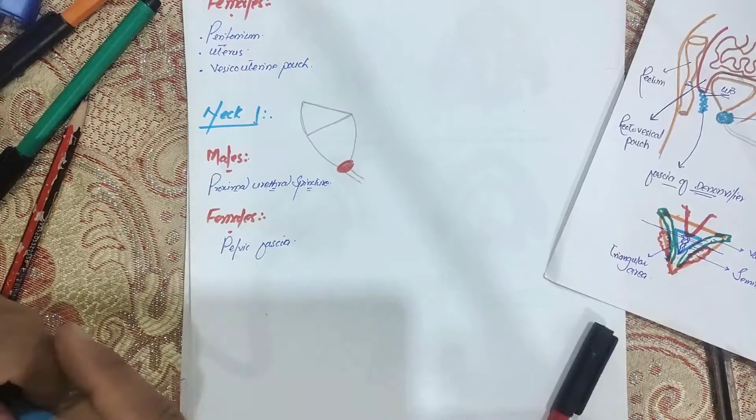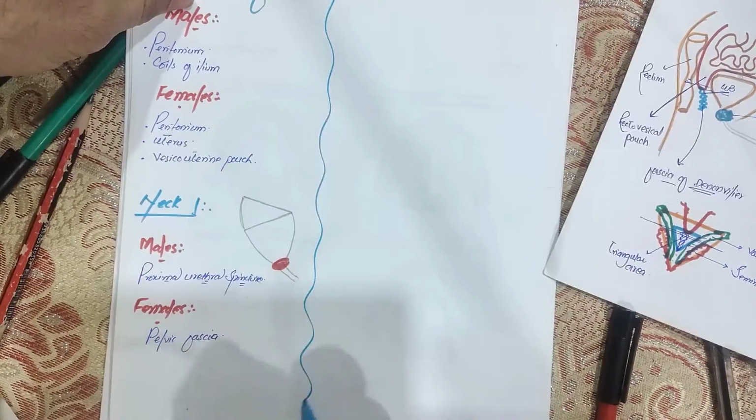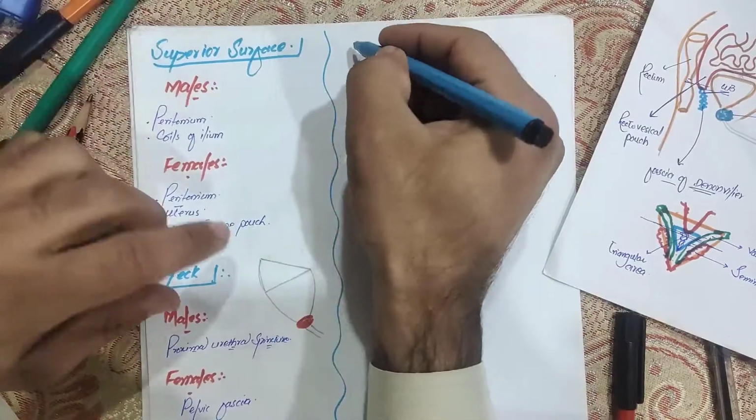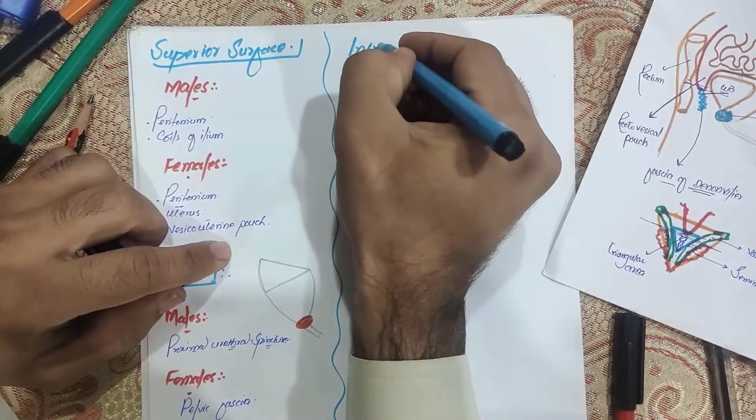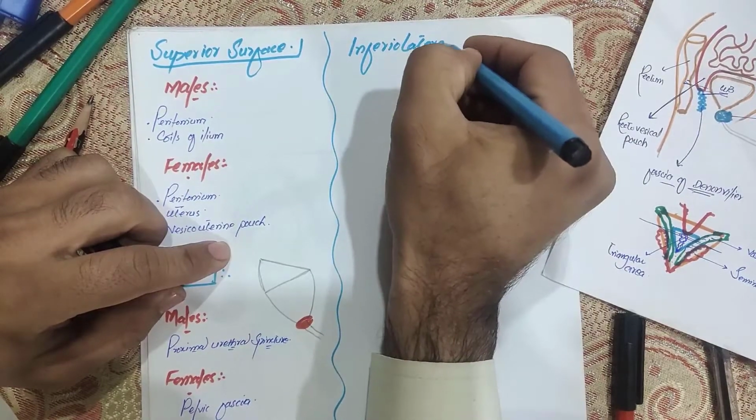Right. Now let's see the relations of the inferolateral surfaces of the urinary bladder in case of males and in case of females. Inferolateral surfaces.